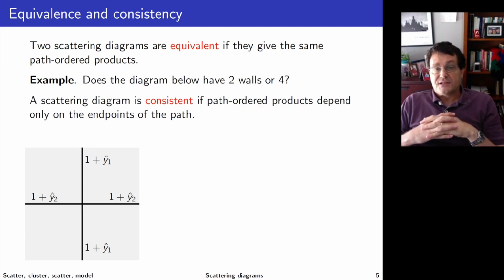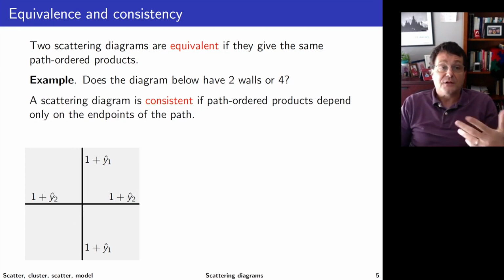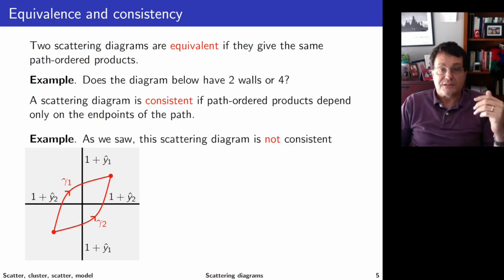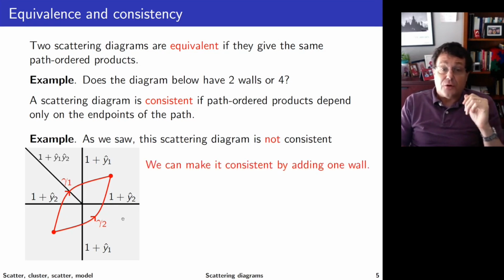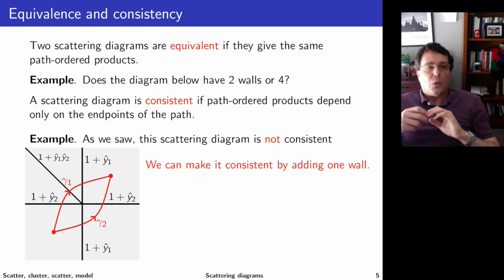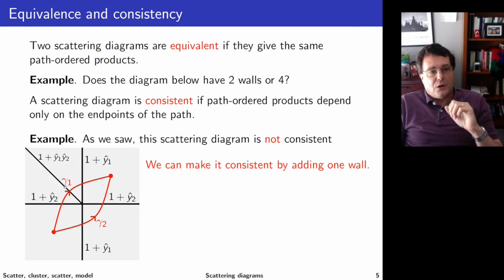The next important idea is consistency. A scattering diagram is consistent if path-ordered products depend only on the endpoints of the path. Well, in our example that we saw, we had a scattering diagram that is not consistent. We calculated the path-ordered product applied to a certain monomial along one path, and along the other path we got different answers. It turns out, though, we can make it consistent by adding one wall. If we add this wall, it has a normal vector (1, 1). And so the very simplest non-trivial formal power series I can put on here is 1 plus y hat to the (1, 1), y1 y2.